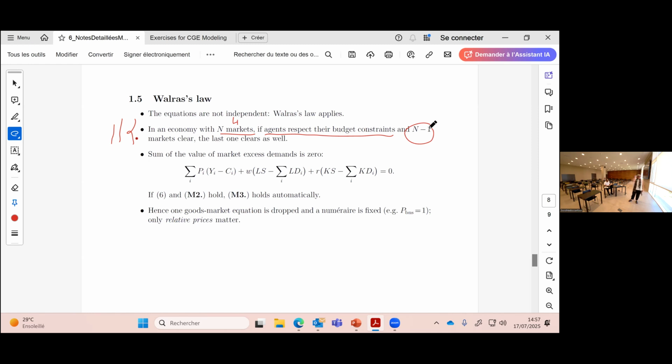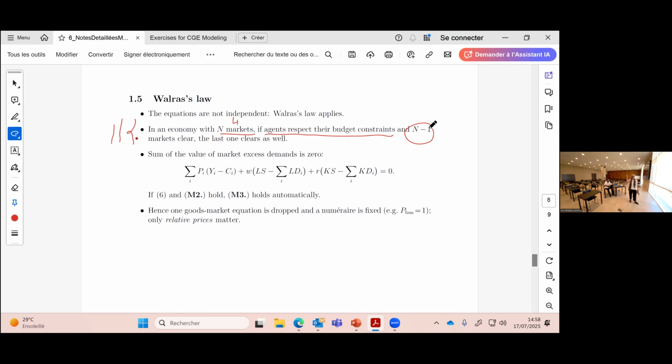That means that if we have 4 equilibrium conditions, as you remember, then only 3 are useful. The 4th will be true if the household respects its budget constraint. Then we have one equation that is redundant in our system. You remember we had 14 equations, and now with this law, we have only 13 independent equations. One is redundant.